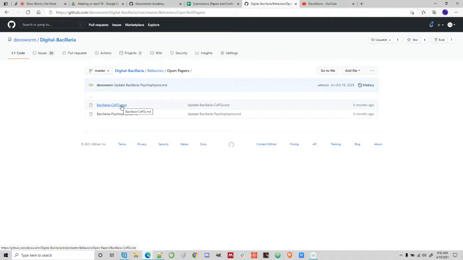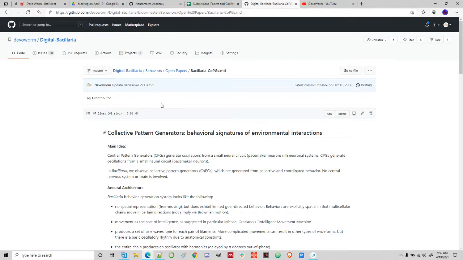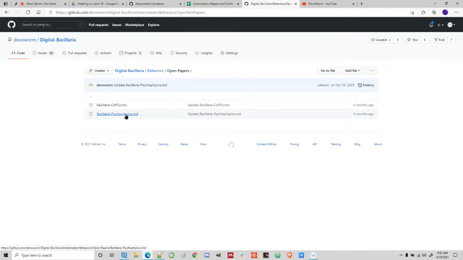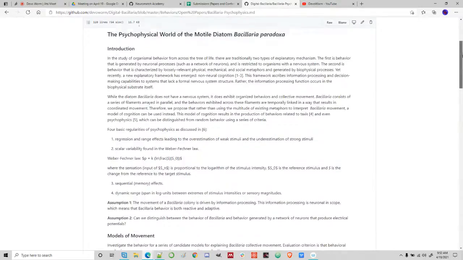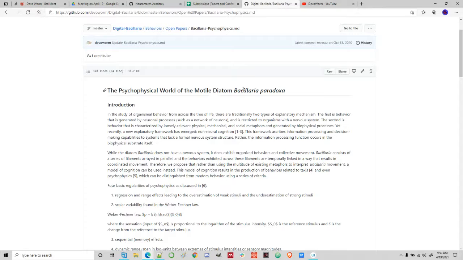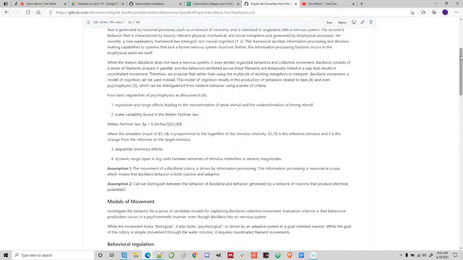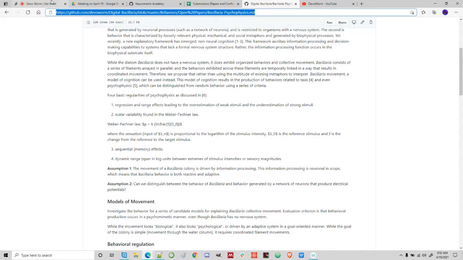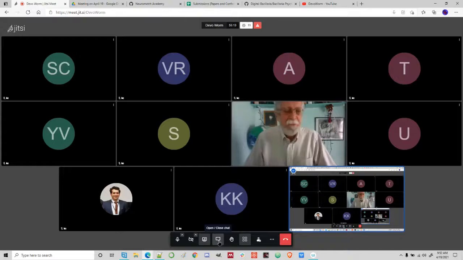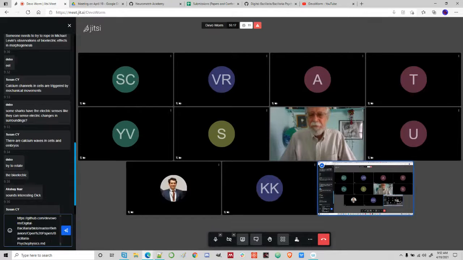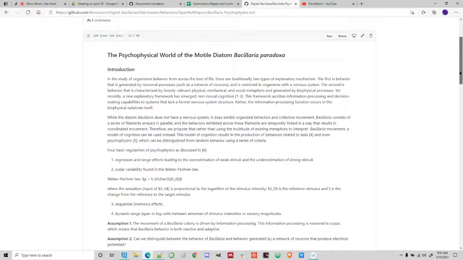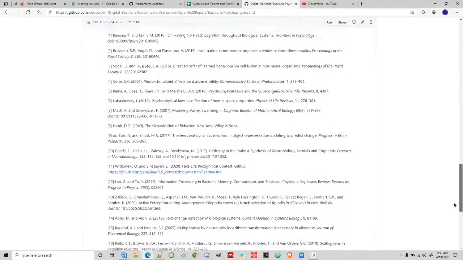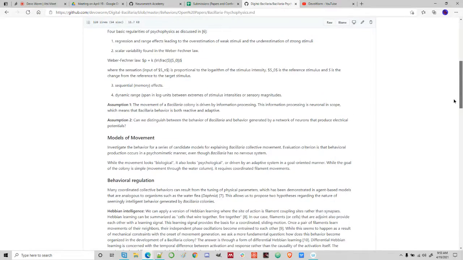The thing I'm trying to work on here for the Basal area non-neuronal cognition, we have actually two papers that are kind of running in parallel, and the idea would be to integrate these. One of them is based on the psychophysical world model of motility, and if you want to look at this, it's on GitHub. I've put it here as an open paper, but I'm going to semi-close this up a little bit and work on it more. If you want to take a look at it, there is the link. There's some organization to it, but it's still in pretty rough shape.